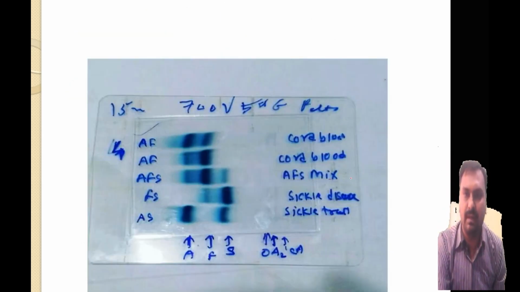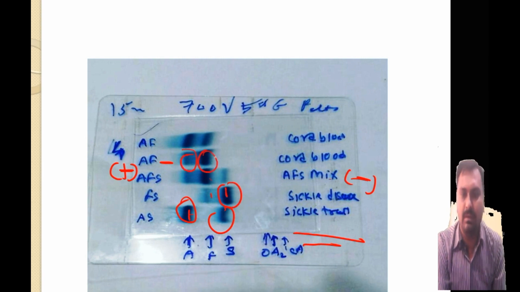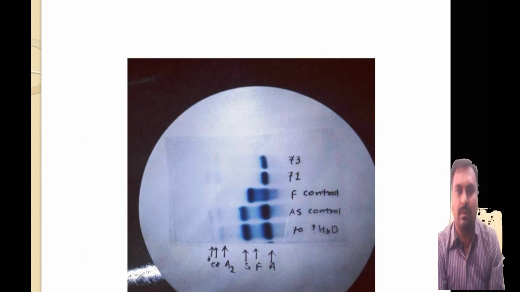Again, you can identify that this is the negative side, the cathode, and this is the anode. So sickle has the highest mobility of the adult hemoglobins. If A and S, two bands, are seen, that is sickle cell trait. And if only sickle and a slight amount of fetal is seen, it is sickle disease. And this A and F band is mainly in cord blood.